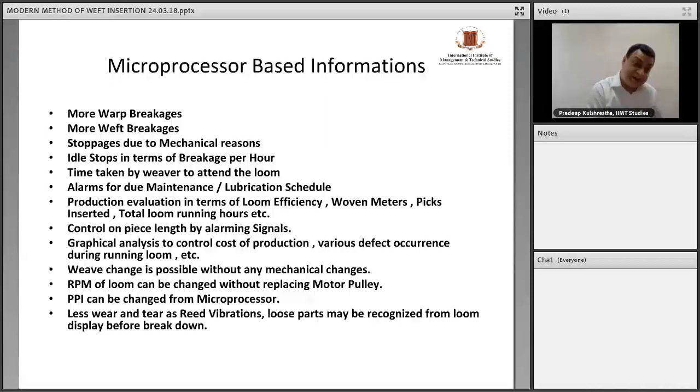The control on piece length by alarming signals, then graphical analysis to control cost of production, various defect occurrences during running of the loom. There is a lot of analysis we can find from the microprocessor. Even we can take it into our PCs, we can record it and study it. What is the response of the loom? What is happening? What is not happening? If not happening, what to do? If it should remain like this, what to do? So there are a lot of chances for analysis and action for the management on these high productivity looms with microprocessor based controls.